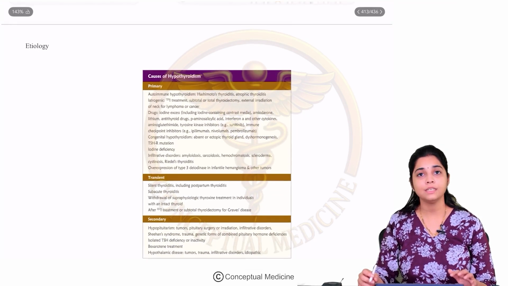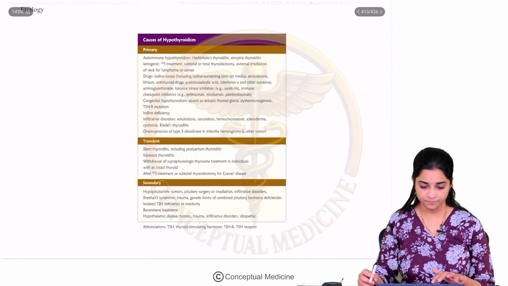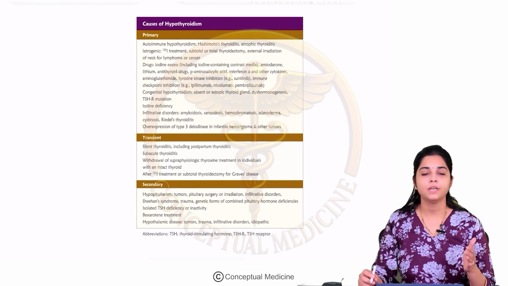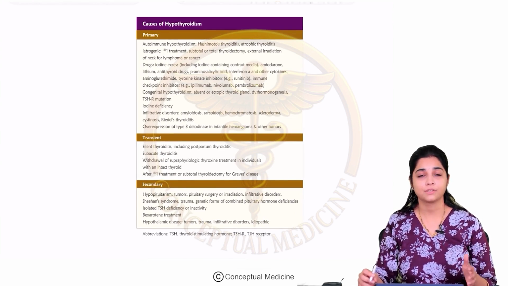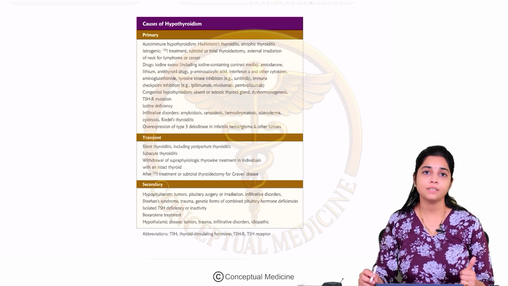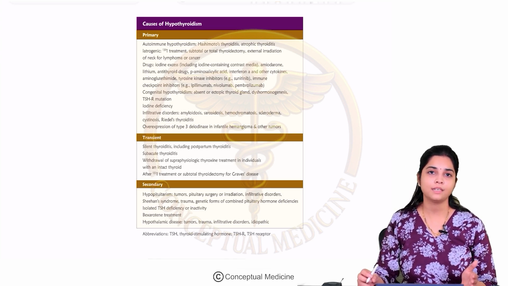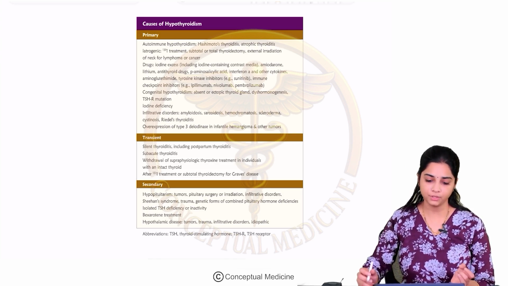So let us look at the etiology of hypothyroidism. Hypothyroidism can be classified as primary and secondary. Primary hypothyroidism is basically a disorder of the thyroid gland per se. Secondary hypothyroidism occurs due to disorders which affect the pituitary. So pituitary or central hypothyroidism is your secondary hypothyroidism.